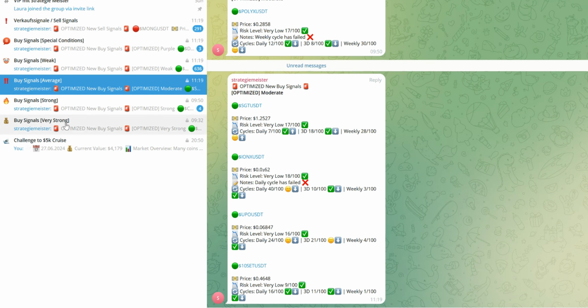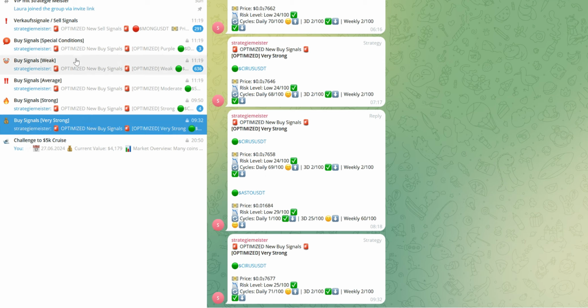Now, in the VIP group, you will find the very strong, average, and weak buy signals. If we enter the very strong group, what I'm doing every single morning is checking the tokens that are output in the group. Here we can see the CIRUS USDT coin and short information about the cycles. The daily cycle is actually 71, which immediately disqualifies it for buying. The 3-day cycle and the weekly cycle are about 2. So the risk level is 25, but it's the average of those 3 cycles.